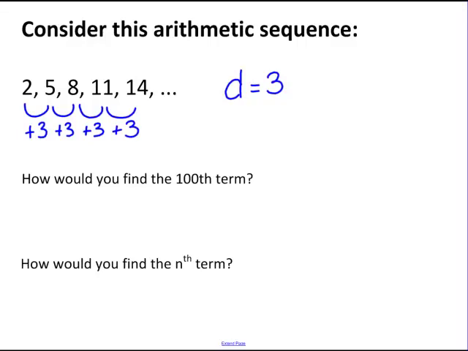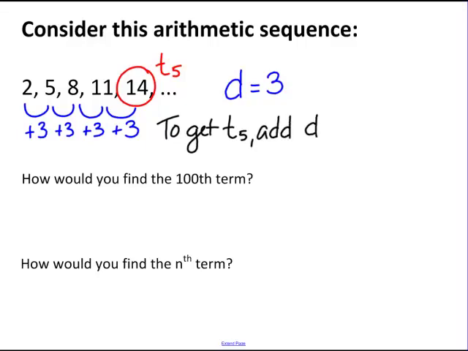To help us determine how to find any term of a sequence, we're going to first determine how to find the fifth term of this sequence. 14 is the fifth term. And you'll notice that in order to find the fifth term, we started at the first term, and we added the common difference 4 times. This pattern follows directly from what we did on the worksheet in class today. Hopefully you noticed that anytime you were looking for the fifth term, you would add a common difference 4 times. If you were looking for the seventh term, you added a common difference 6 times.